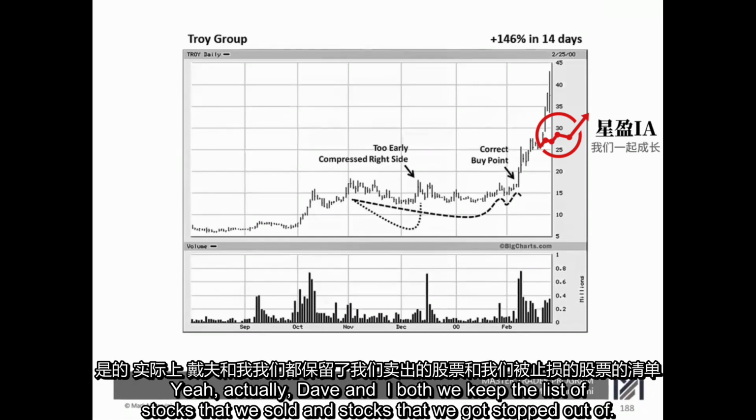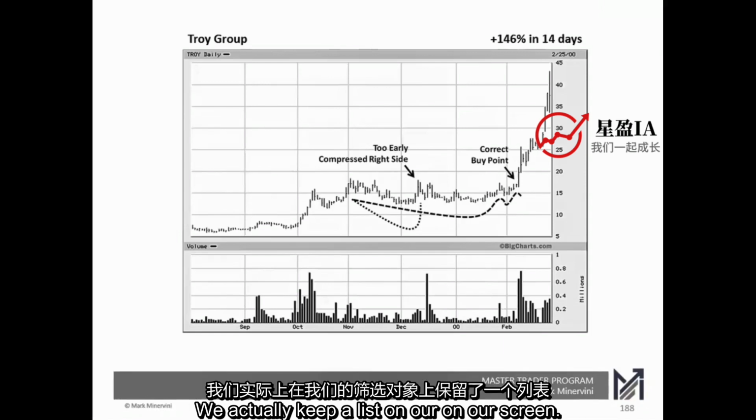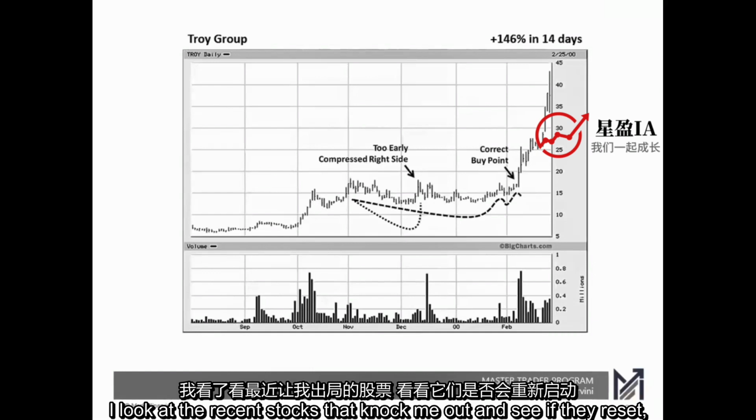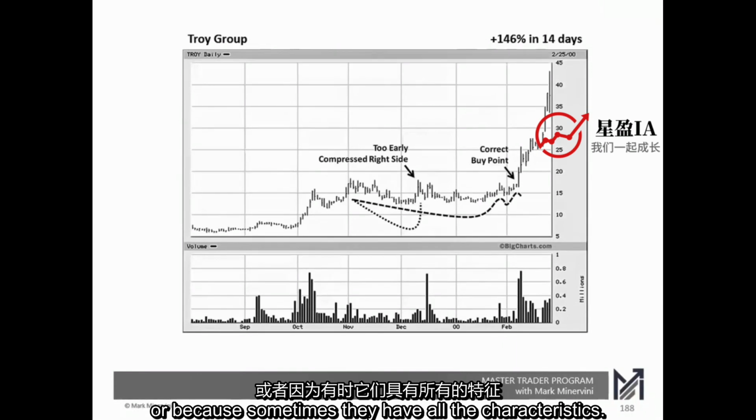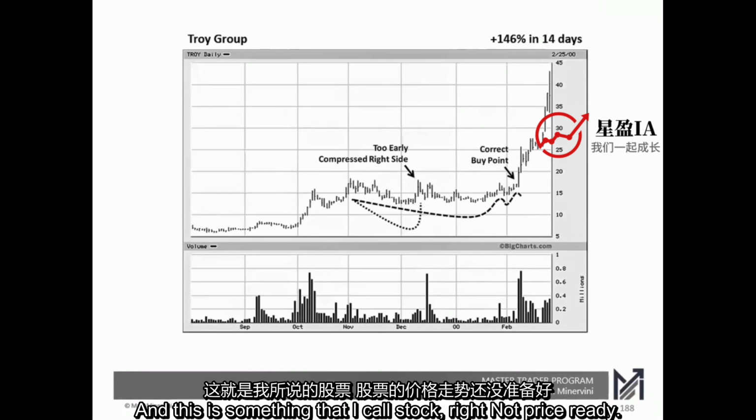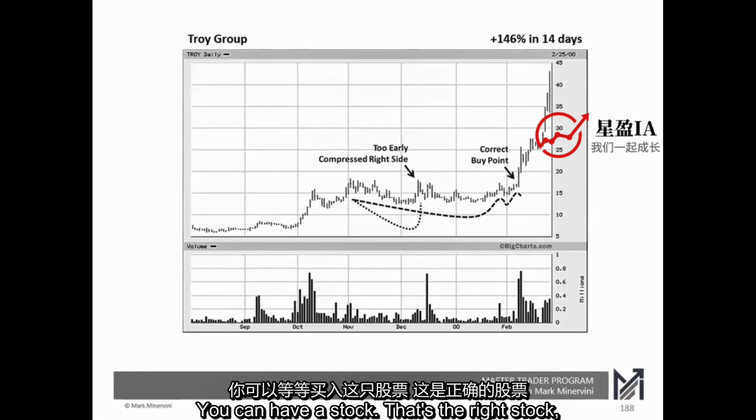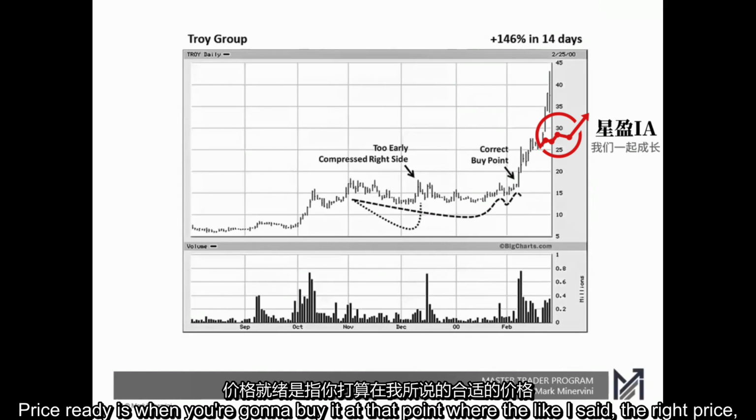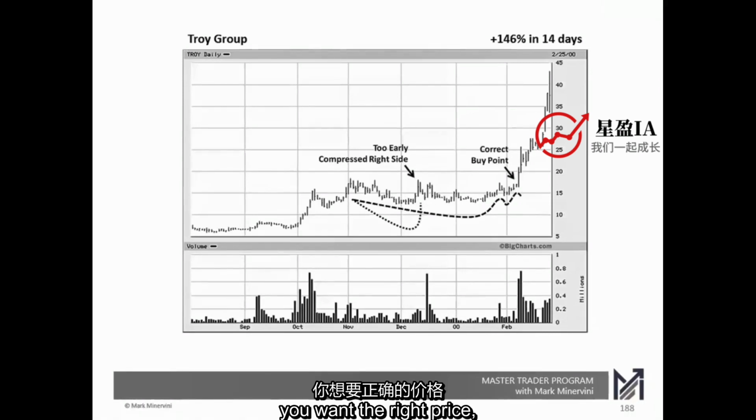Actually, Dave and I both keep a list of stocks that we sold and stocks that we got stopped out of. We keep a list on our screen, and I look at it pretty much every day. I look at the recent stocks that knocked me out and see if they've reset, because sometimes they have all the characteristics. This is something I call stock right, not price ready. You can have a stock that's the right stock, but it's not price ready. Price ready is when you buy it at the right price, not the lowest price.